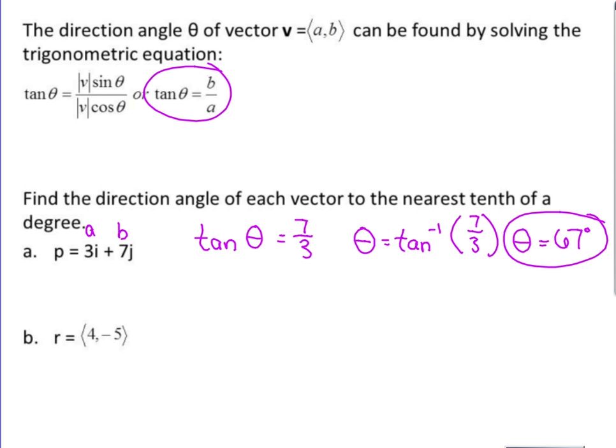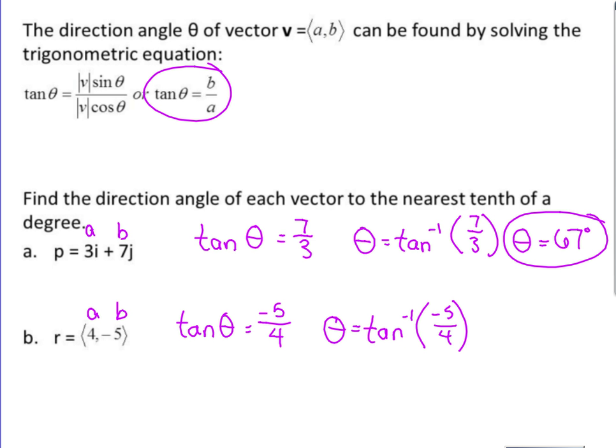We did the same thing on the second example. This is your a value, this is your b value. So I can say the tangent of theta is equal to -5 over 4. Remember, to get the angle by itself, you do the tangent inverse. And that's going to get us for this one that theta is approximately -51 degrees.